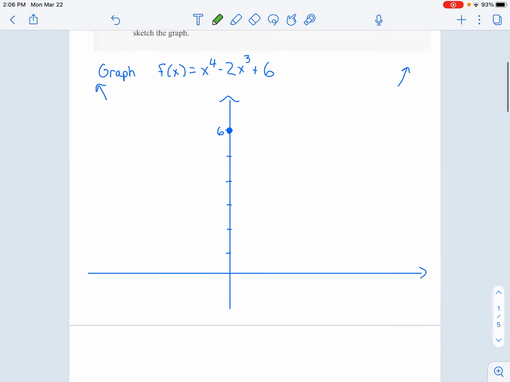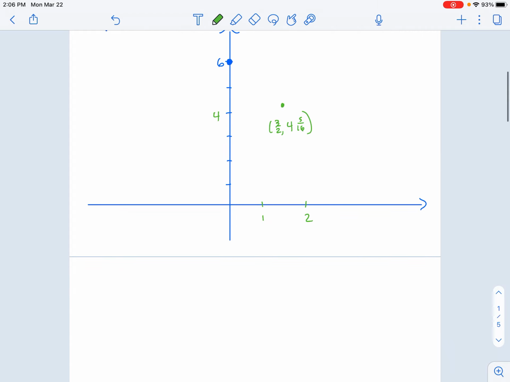3/2. Here's our 3/2, and here's our 4 5/16 is going to be close to a 1/4. So that was going to be a relative min right there. So let's go ahead here as well, so we can work on filling in our shape.